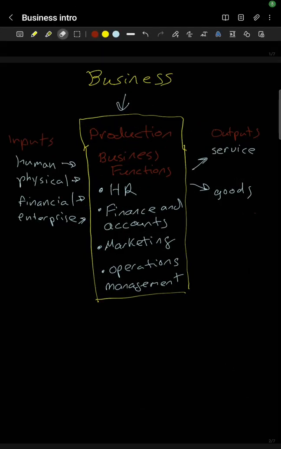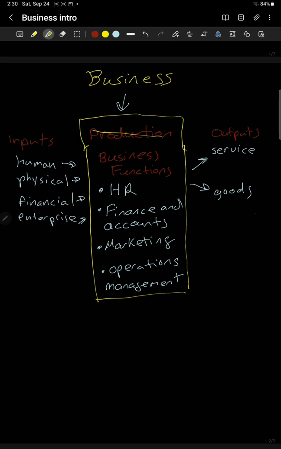The questions we're going to look at are based on the information here and about what a business is in general. As you can see, a business is just an organization that produces stuff. That's all it is, really. It's production, right? And it has, generally speaking, 4 business functions in order to do the production: HR, finance and accounting, marketing, and operations and management. Those are the 4 business functions.